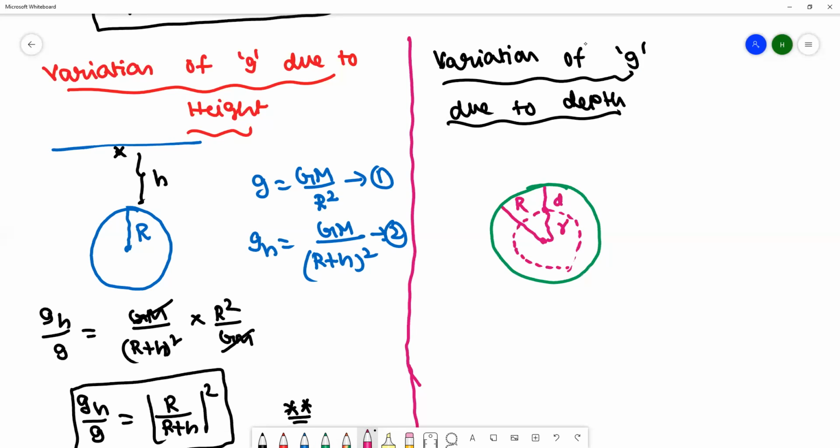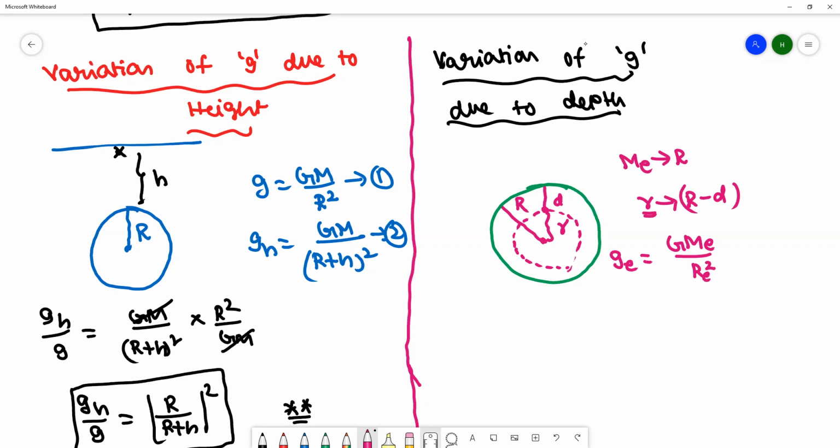So this is the mass of Earth. We should consider the total radius R. If we go to the depth d, we should consider the radius r, so this small r is equal to capital R minus d. We know g is equal to G times M_E divided by R_E square.